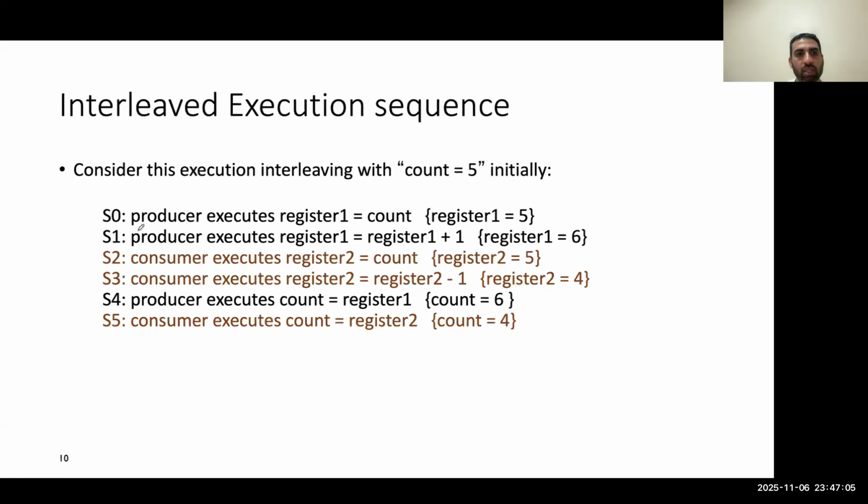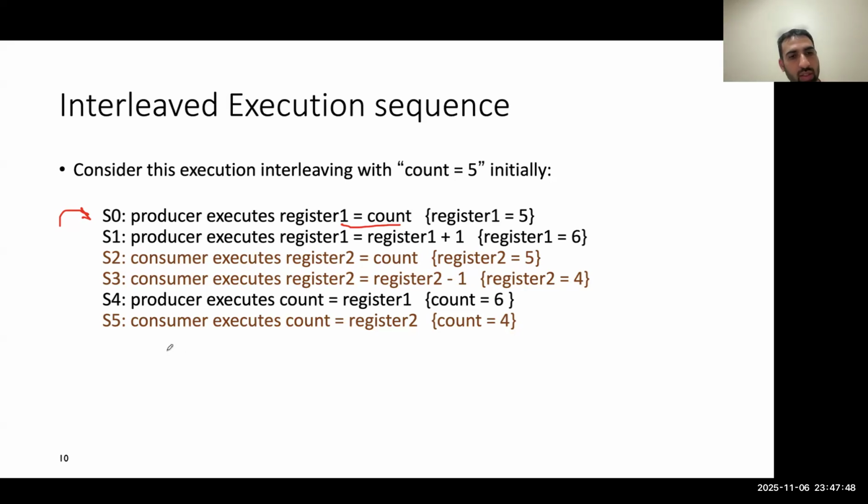So let's say what happens is this: because they are executing independently on two different cores. In this slide, we have black color for the producer and brown color for the consumer, right? So let's say first the producer executes the first statement, which loads the value from memory into the register, right? And let's say at that time our consumer was doing something else. So this is interleaving. Interleaving means they are running on two different cores.